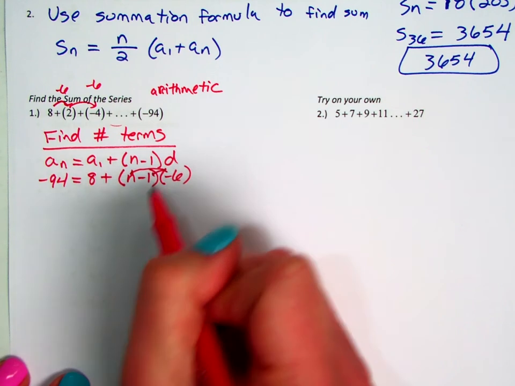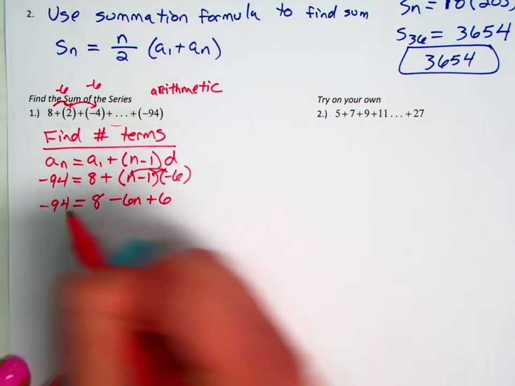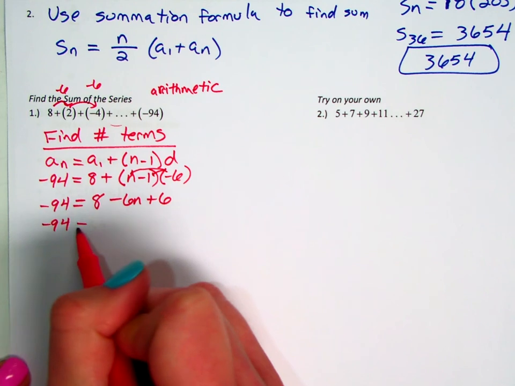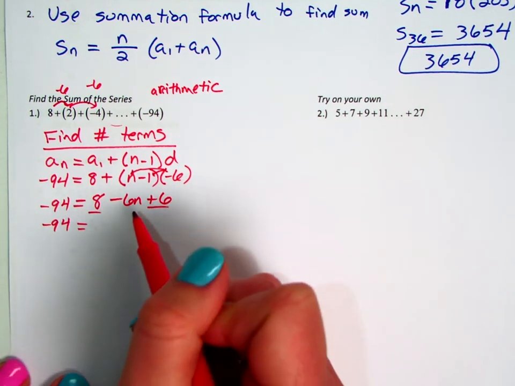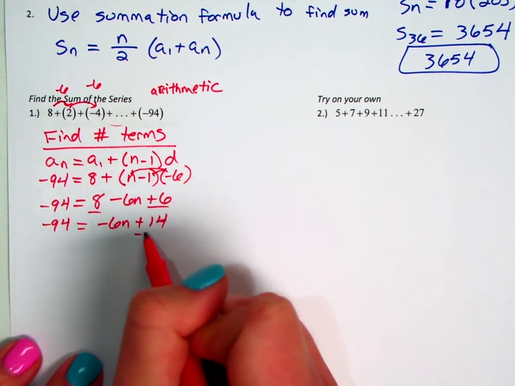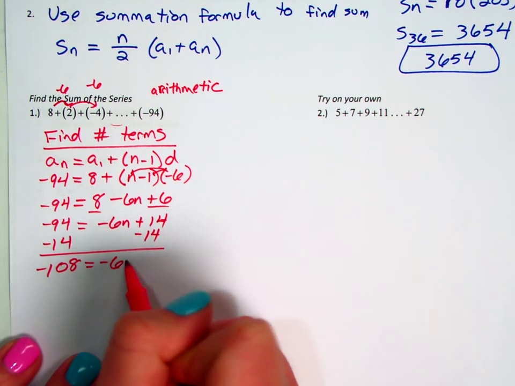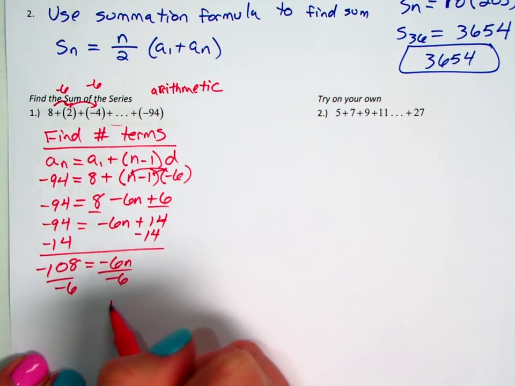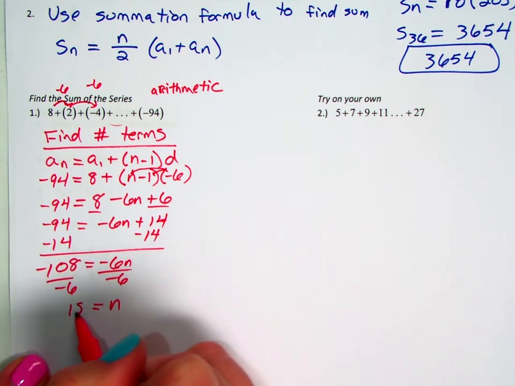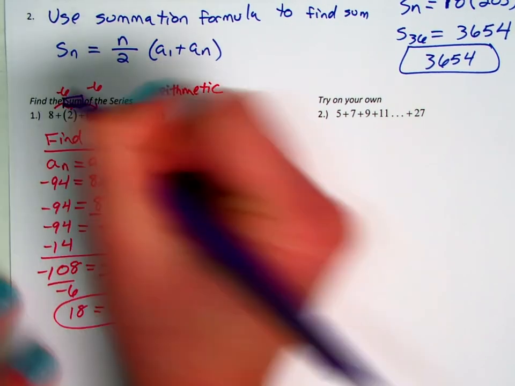So we're going to distribute this in to get negative 6n plus 6 and bring everything else down. We can combine our like terms. So we have negative 94 equals, well, 8 plus 6 is 14, so negative 6n plus 14. Then we can subtract 14. So negative 108 equals negative 6n. Divide by negative 6, n equals 18. So this tells me how many terms there are. But we're not done because the question asks us to find the sum. So we're working to find the sum.